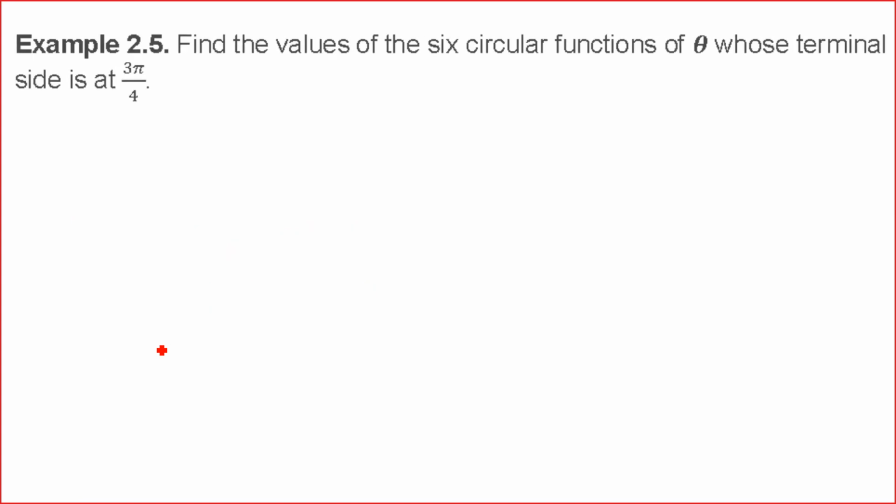Find the values of the six circular functions of theta whose terminal side is at 3 pi over 4. So in this case, as we have done in the previous presentation, we are going to convert that into degrees.